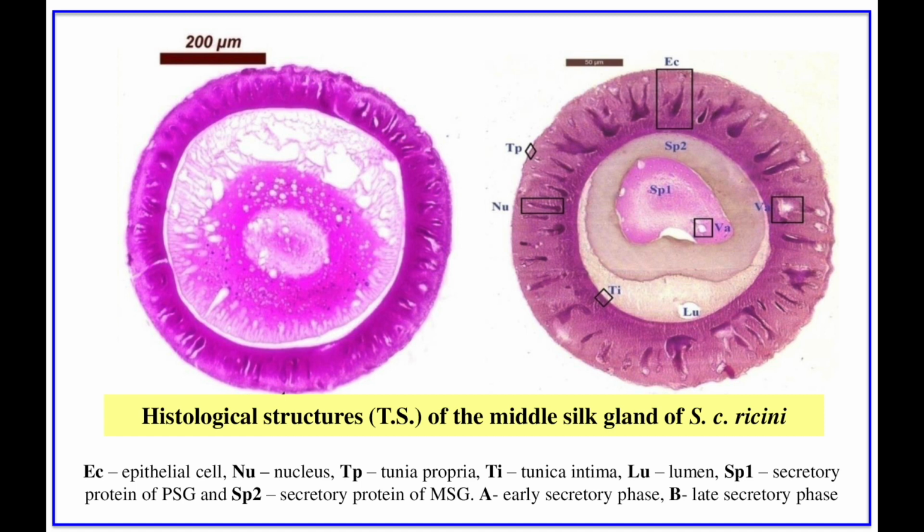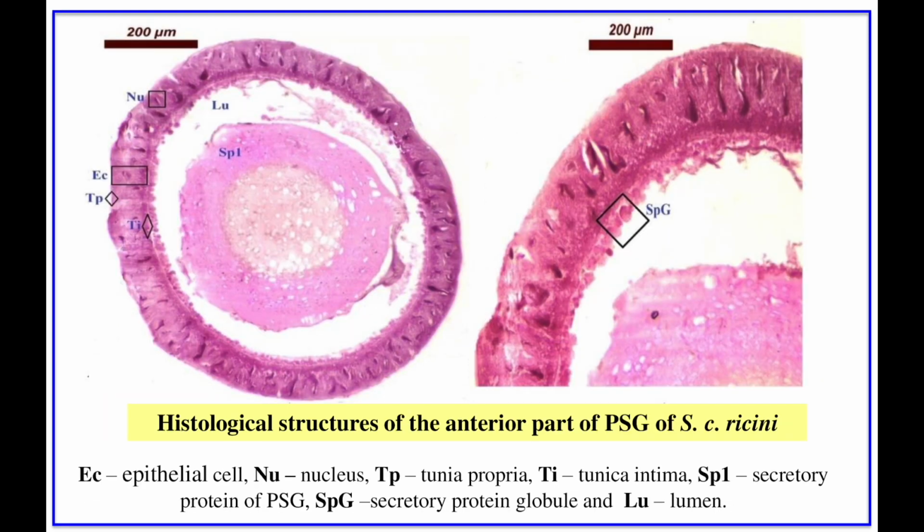Protein secretions by the epithelial cells of this region look like continuous flow threads flowing towards the central protein mass secreted from the posterior region. The secretions of middle silk gland form a distinct layer around central protein mass. Histological structures of the posterior silk gland.